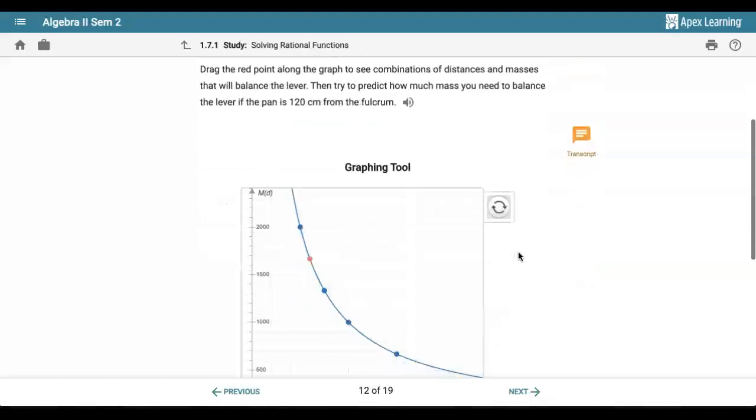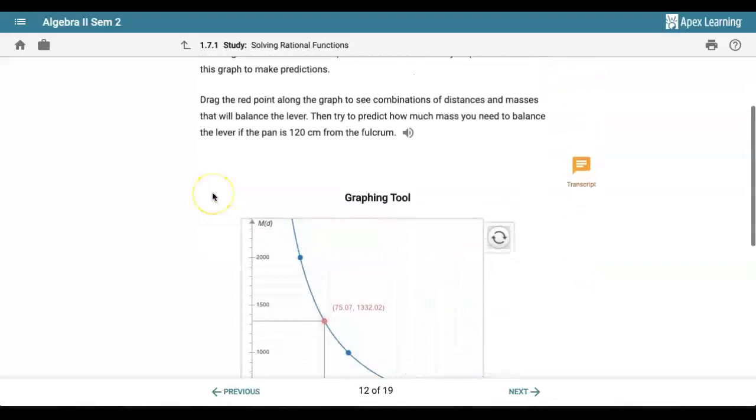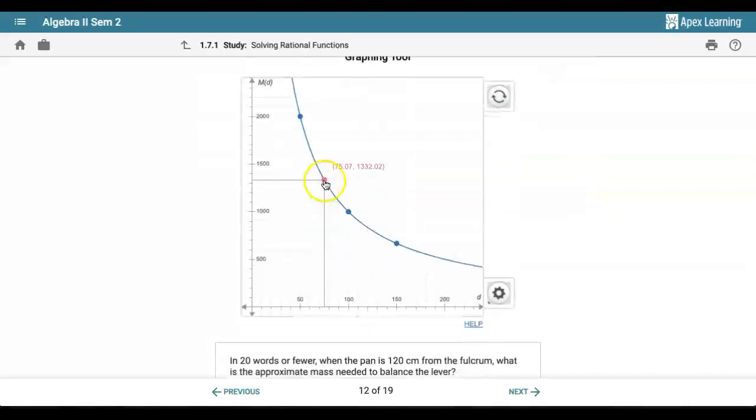Now, what we can do here is look at different points along the line. We can drag and look at different combinations to predict how much mass we might need. So using this relationship, if we were able to find a graph, we could say, okay, if I only want to be 58 distance apart, how much weight am I going to need? Or if I only have 500 pounds in order to balance this, I'm going to have to be at least 200 away.